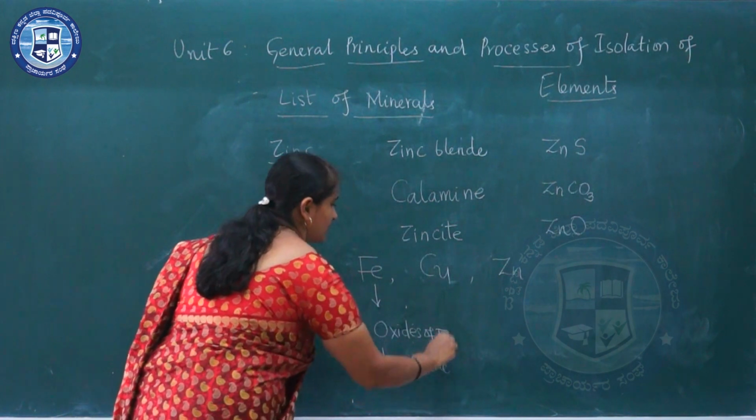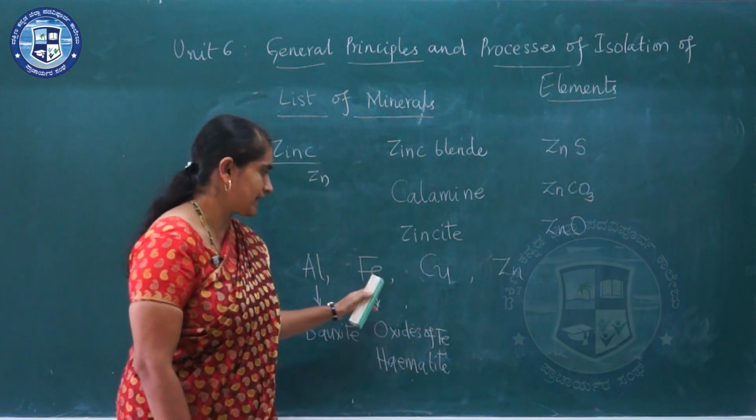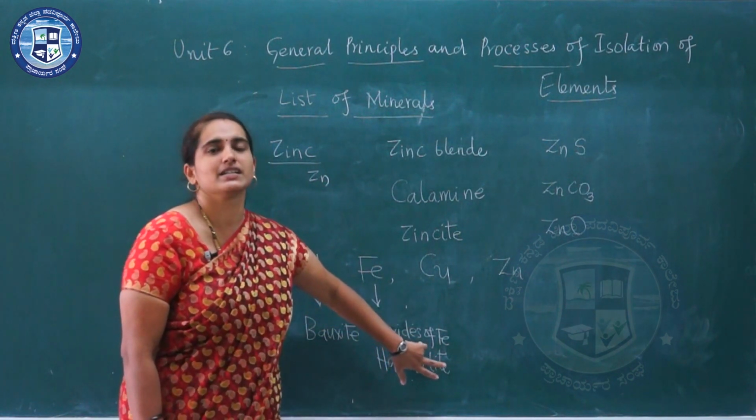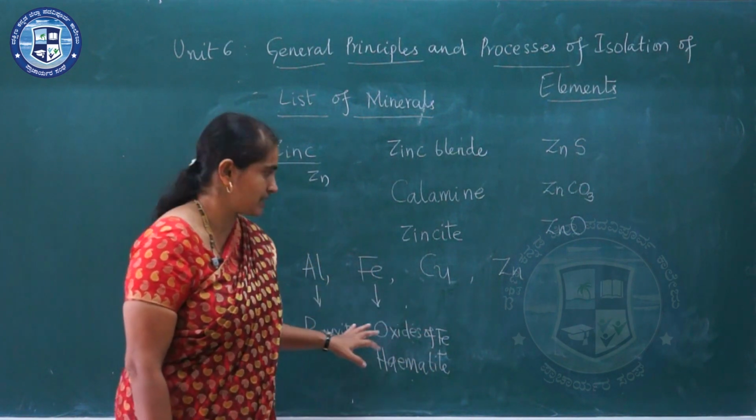Okay. We consider hematite as a chief ore for iron. So why don't we consider sulfide? Because it contains impurities like sulfur dioxide gas, and hence that is not considered.